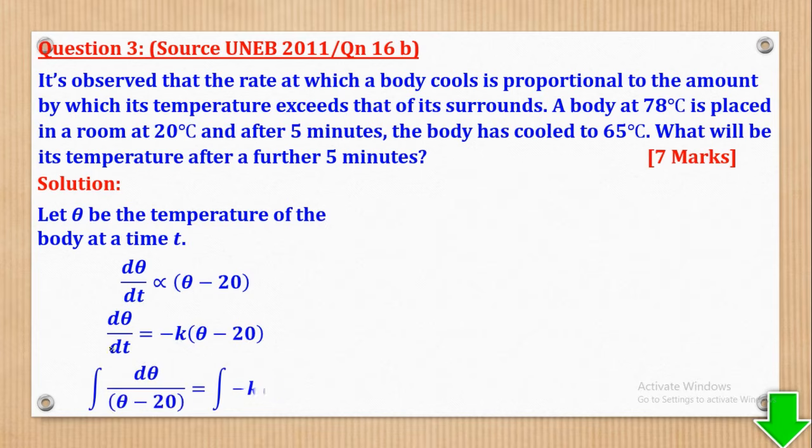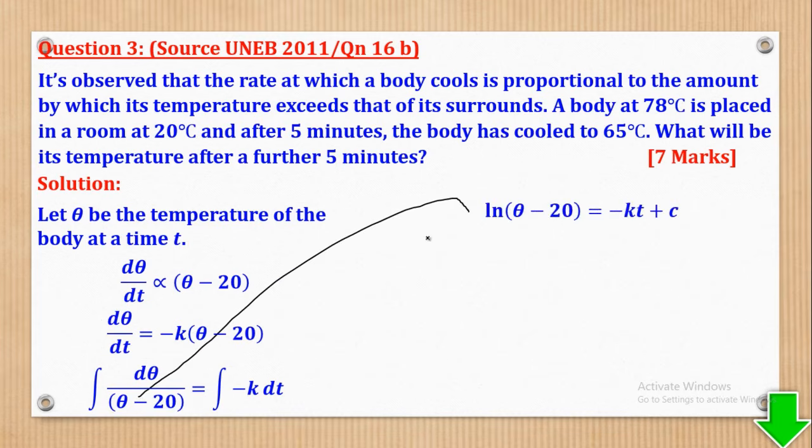Now this is a separable differential equation. What you need to do is to separate variables and put integrals on both sides to come up with this line. The next is to integrate. Integrating this gives you ln that, and integrating this gives you that, plus the constant of proportionality.